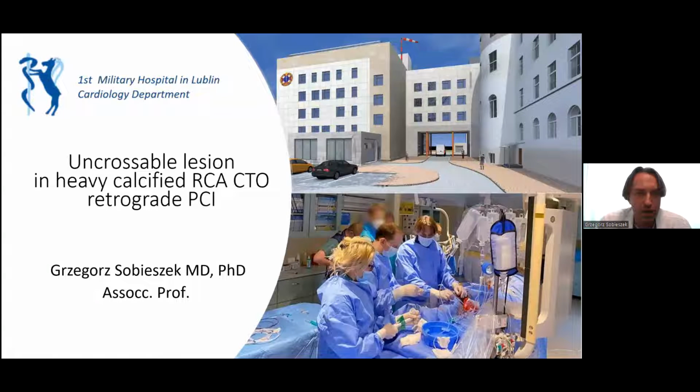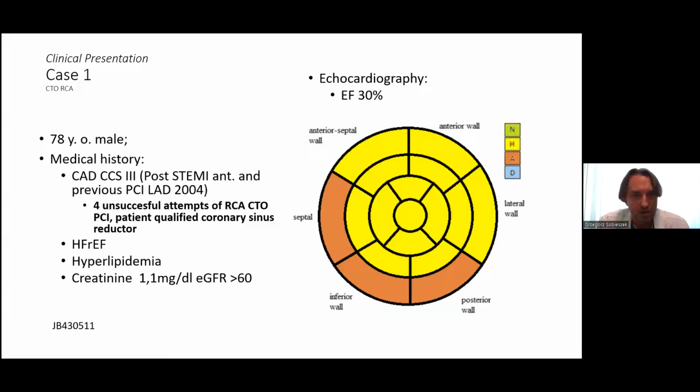Good afternoon, good evening. I'd like to present a case of an uncrossable lesion in a heavily calcified right coronary artery chronic total occlusion, retrograde PCI. And this is the clinical representation of the patient. It's a 78-year-old male with CCS class 3, post MI and PCI of the LAD 8 years ago.